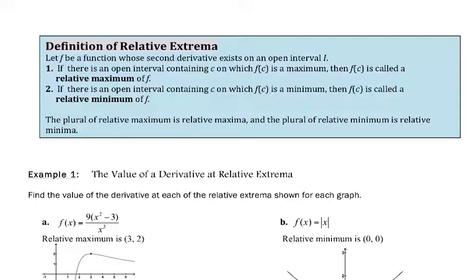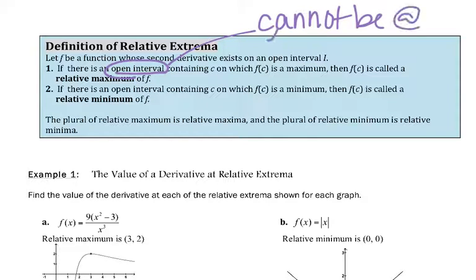This video covers example 1 for the 3.1 notes. So we already started talking about the definition of relative extrema. There is one thing I want to add. Relative extrema exist on open intervals. Since it's an open interval, that means that it cannot be at the endpoint. So relative extrema cannot be at endpoints on the graph.